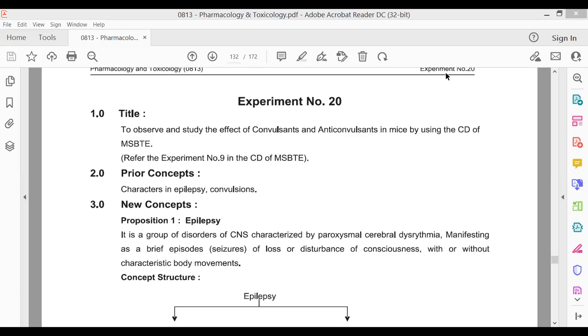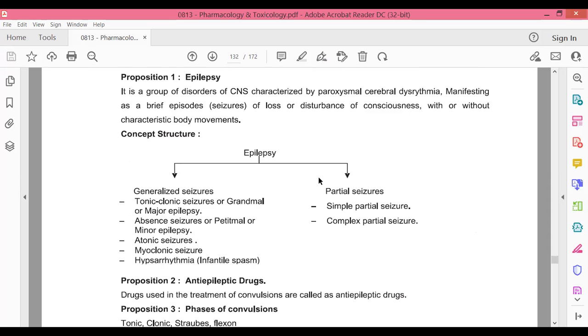Paroxysmal means sudden. Cerebral dysrhythmia manifests as brief episodes, that is seizures, and loss or disturbance of consciousness may occur with or without characteristic body movement. When epilepsy occurs, sometimes there may be different types of body movement, and in other cases there may be no body movement. So this is about epilepsy. Epilepsy and convulsions are CNS disorders.